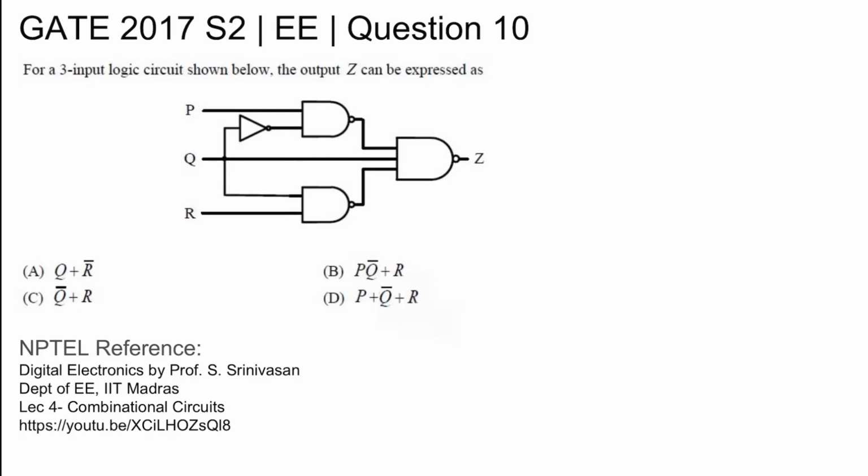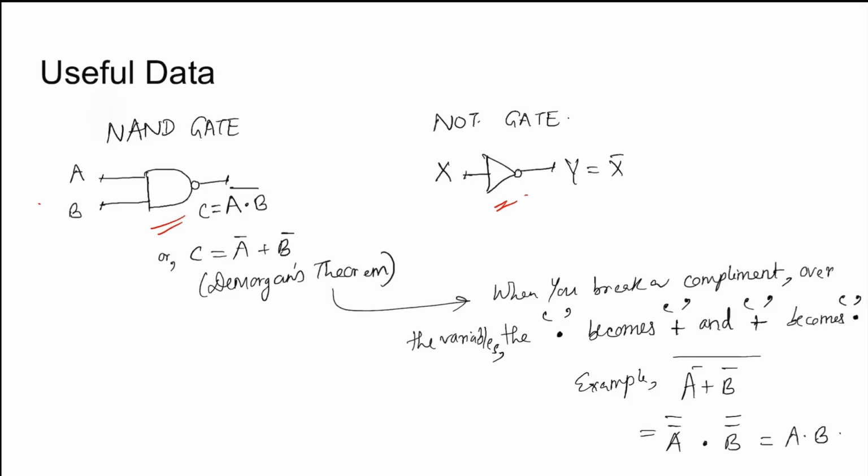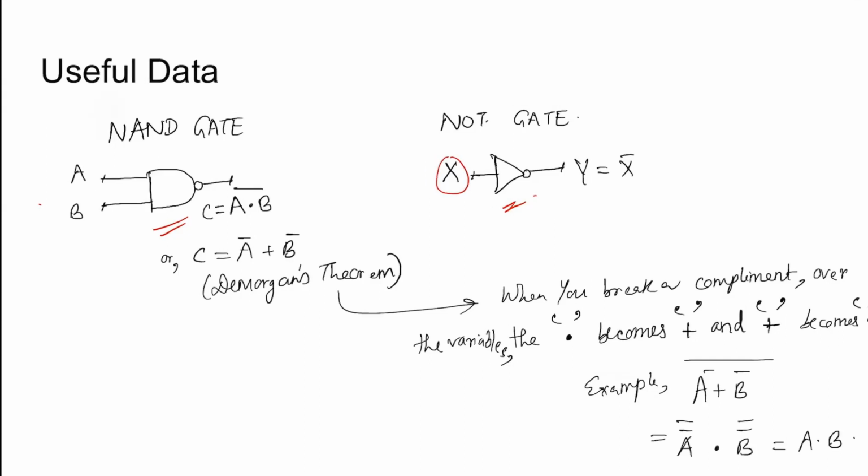Coming to the useful data, this is the symbol of a NAND gate and this is the symbol of a NOT gate. When you give inputs A and B to the NAND gate, it gives (A dot B) complement as the output, and the NOT gate just inverts the input. If you give X, the output is X complement. For (A dot B) complement of a NAND gate, using De Morgan's theorem, we can write it as A complement plus B complement.